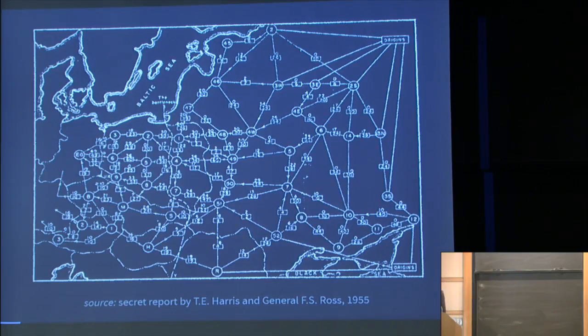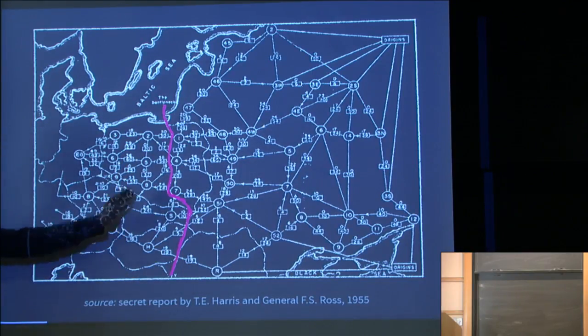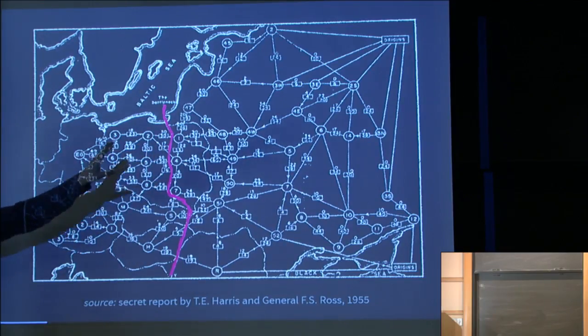So this map shows the railroad network between Eastern Europe and the Soviet Union at the time. And what they were interested in was interdicting this railway system. They found some bottleneck between Eastern Europe and the western part of the Soviet Union, and they thought that if they could in some way interdict those railway connections, it would disrupt the supply that went between Eastern Europe and the western part of the Soviet Union. And so what they identified was a minimal subset of these railway connections, so that if you separate them, you disconnect the Eastern Europe part and the Western Soviet Union part.